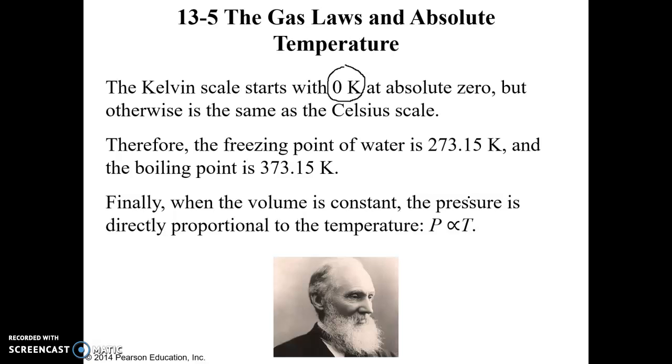So their units are the same. It's basically the starting point that is different. So in the Kelvin scale, the freezing point of water is 273.15 Kelvin, because we started all the way back at absolute 0 and worked our way up. And then the boiling point is 100 degrees greater than that, 373.15 Kelvin.